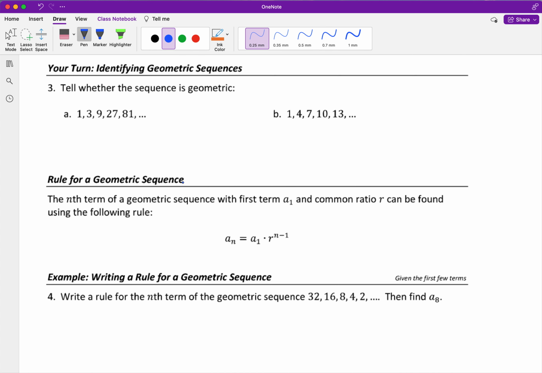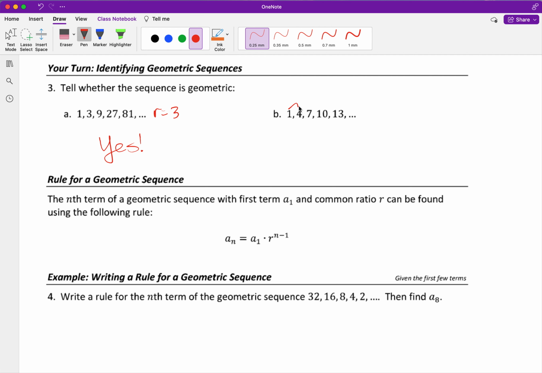Oh, hey, how was your journey? Did you figure it out? Do you feel like you got it? What'd you get for the first one? Oh my gosh, you got that r equals 3? Good job. So yes, this guy is, because we are multiplying by 3 each time. 1 times 3 is 3. 3 times 3 is 9. 9 times 3 is 27. 27 times 3 is 81, and so on.